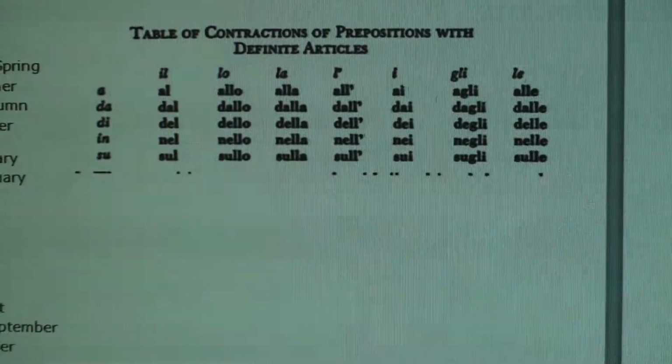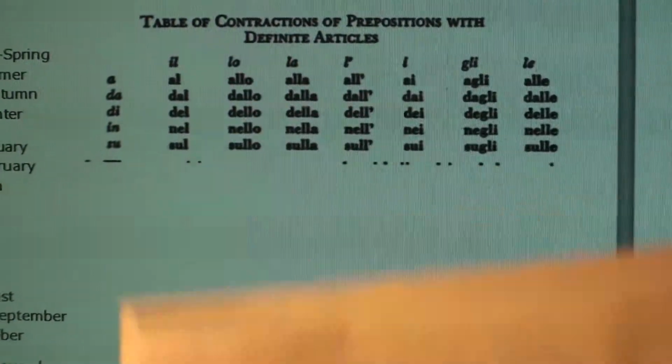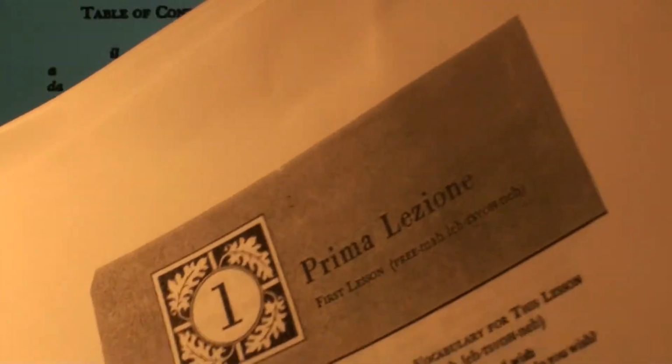Also, the grammar section of the Cortina course, which I have as a PDF. So this is the Cortina course. I didn't use the actual course, I used the grammar explanations in the back of the book. Very useful.